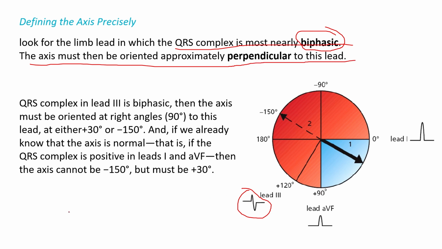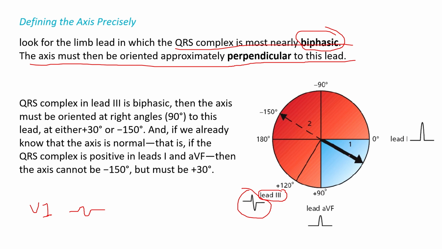We said that if any wave, let's say even a P wave, is biphasic, let's say in lead V1, okay? Then it means that this lead looks at the vector of the P wave in a perpendicular line. Perpendicular means a 90 degree angle, okay? So you will take a QRS complex where it's perpendicular, like here. In this case, in lead 3, the QRS complex is perpendicular.